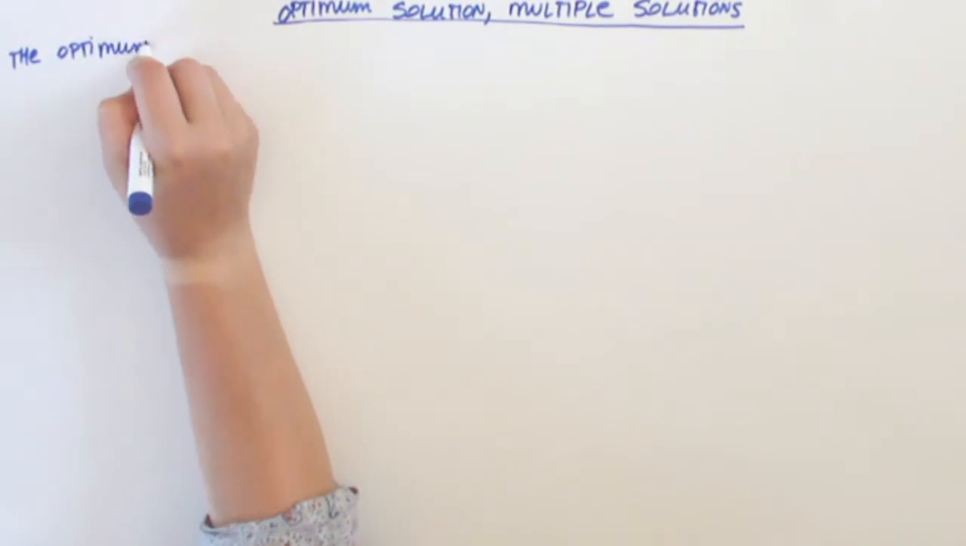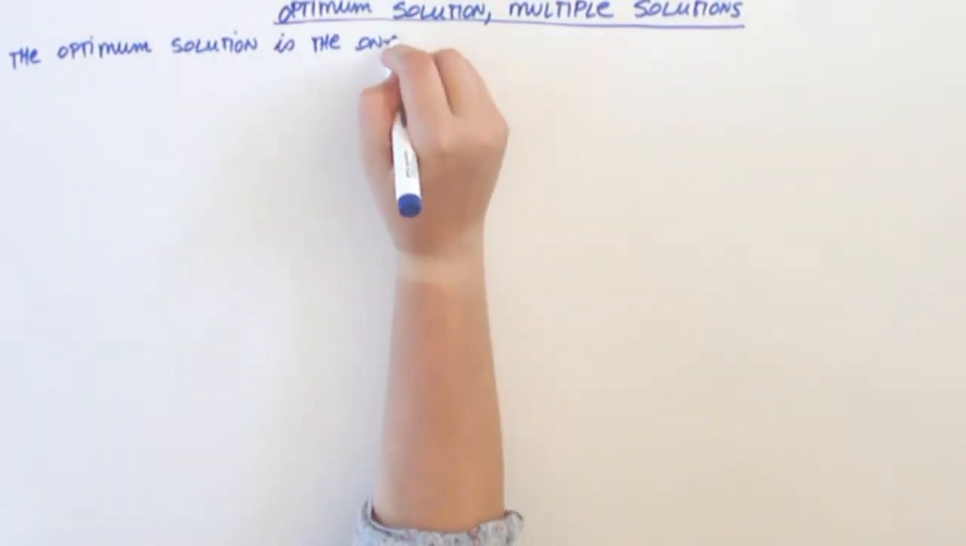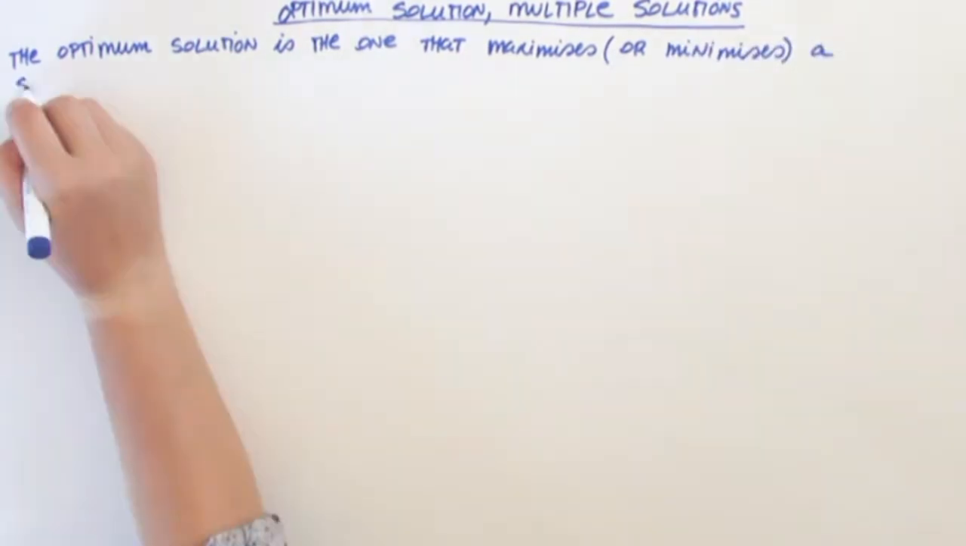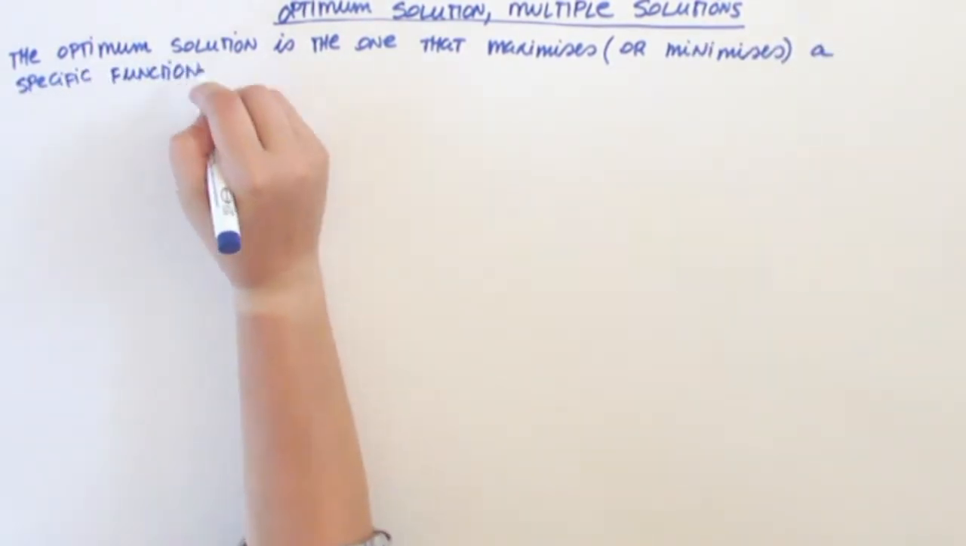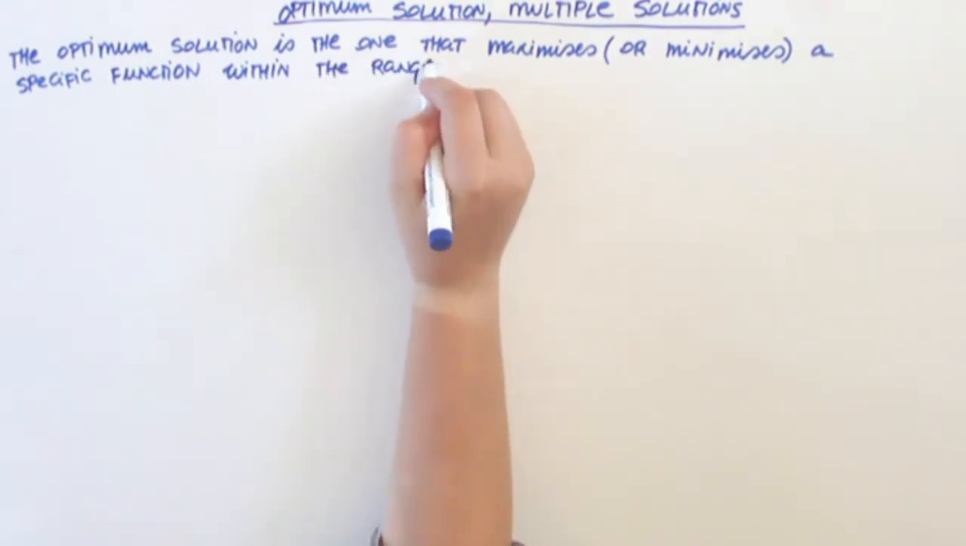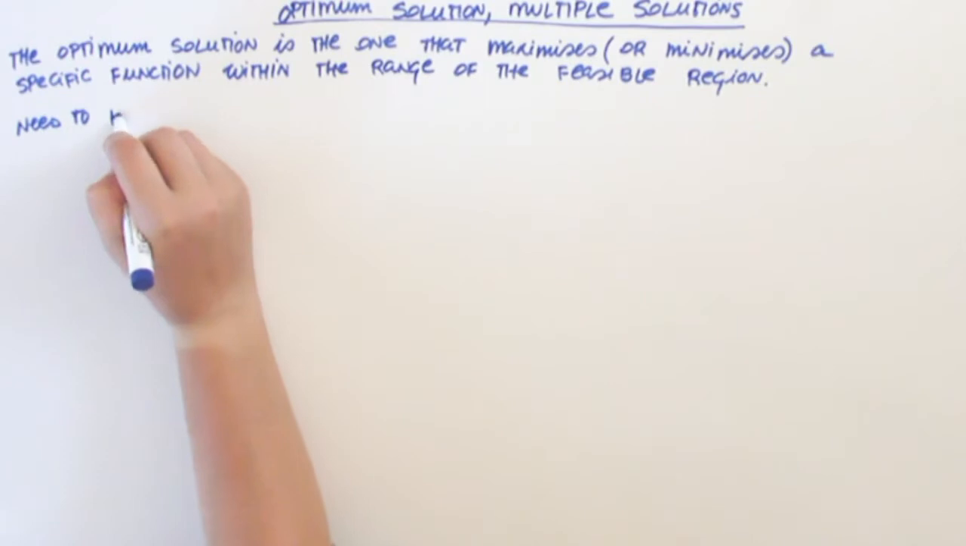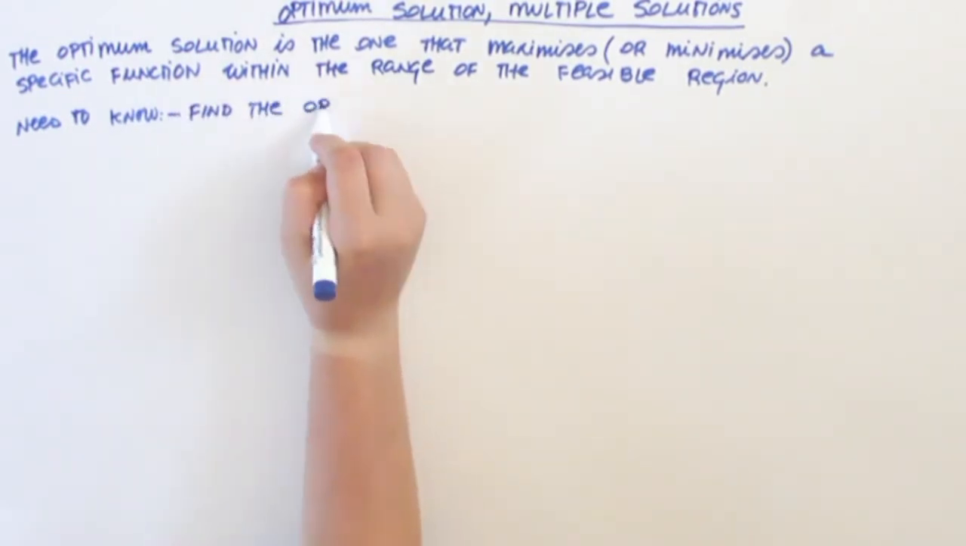The optimum solution is the one that maximizes or minimizes a specific function within the range of the feasible region. So before actually dealing with multiple solutions, I need to know how to find the optimum solution and how to interpret gradients.